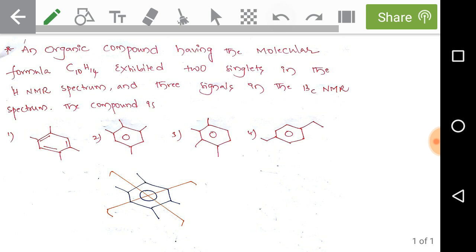Only 2 HNMR active hydrogens are there, that's why 2 signals are in the HNMR spectrum. At the same time, we need to look for the C13 NMR. In that C13 NMR we have 3 carbons, 1, 2 and 3. That's why 3 C13 NMR signals appear in this molecule. That's why option 1 will be the correct answer for it.